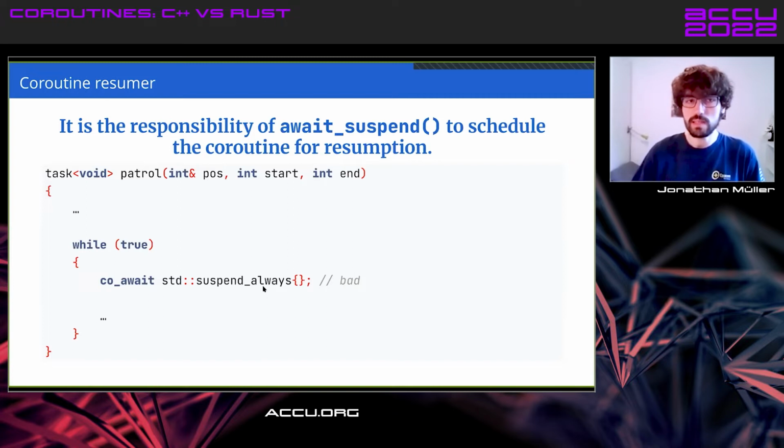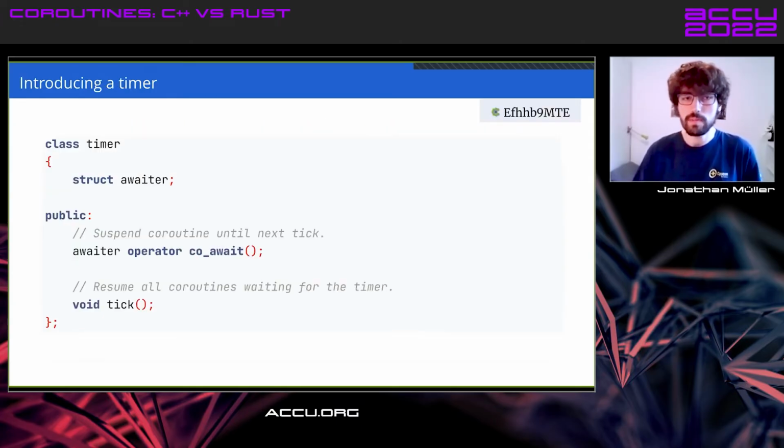So let's fix that by writing our own awaitable that also later resumes the coroutine as necessary. This awaitable is a timer. It's an awaitable because it provides operator co_await. When we await it, this will suspend the coroutine and have it resumed on the next tick. The next tick is reached when we call tick, and this simply iterates over all coroutines that are currently waiting on the timer and will resume them.